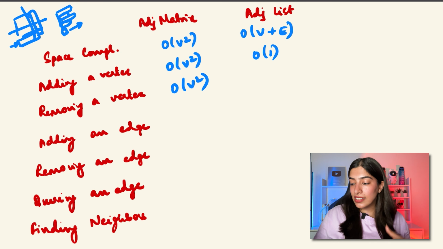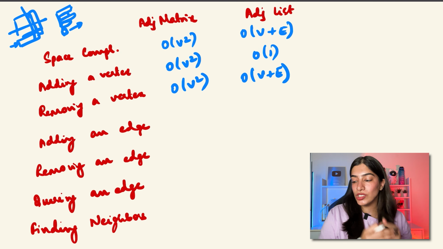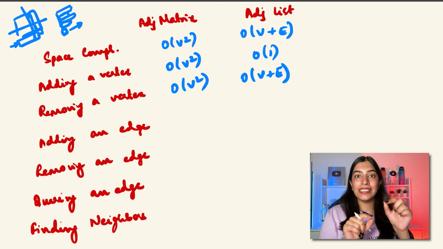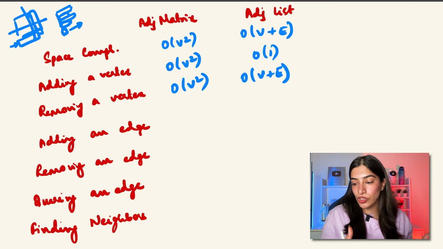In an adjacency list, it is going to take you order of V plus E because when you remove a vertex, you will have to go through all the neighbors of all the nodes and see is this node connected to other nodes or not, right? Because you would have stored it in an adjacency list, you would have to go through all the lists and see is this vertex present or not, whichever vertex you're removing.